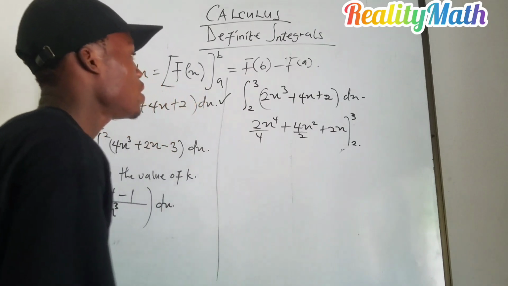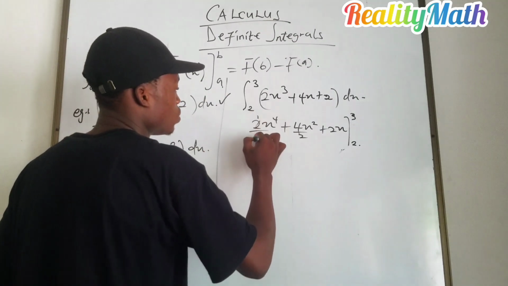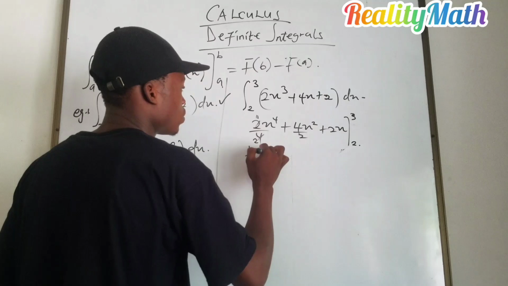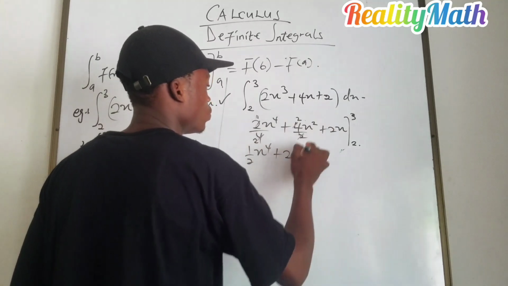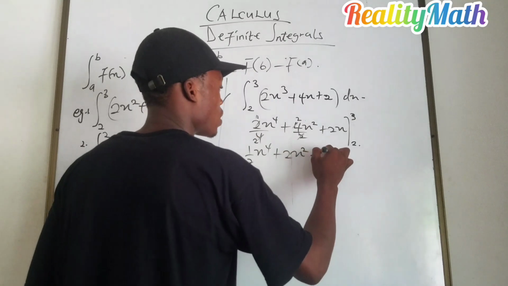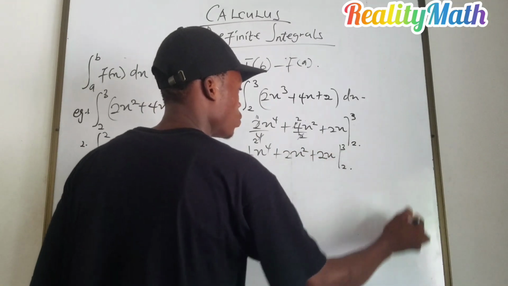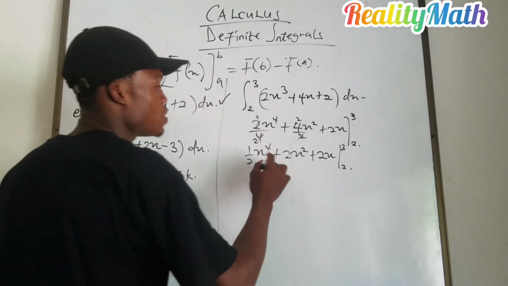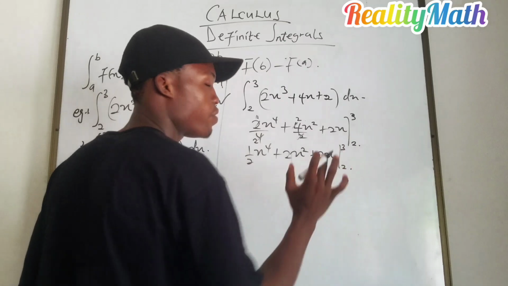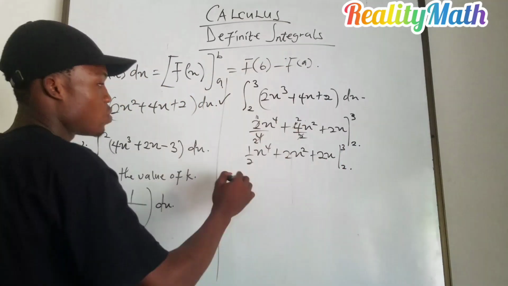All right, so let's see. This simplifies to 1 over 2 x to the power 4 plus 2x squared plus 2x, evaluated at 3, 2. Now let's see. Wherever we see x, we represent it with 3 first, which is capital F of b.